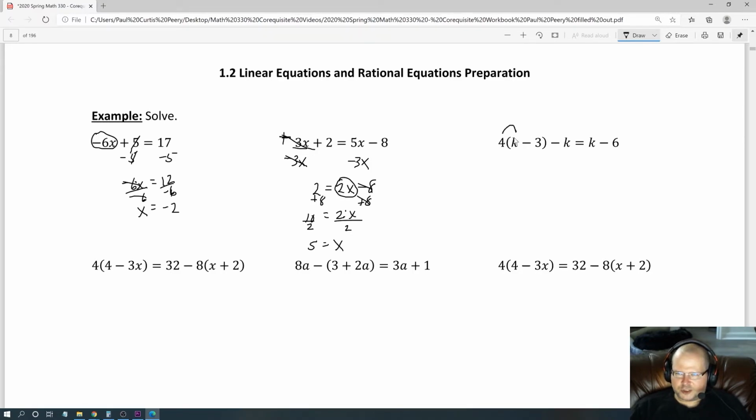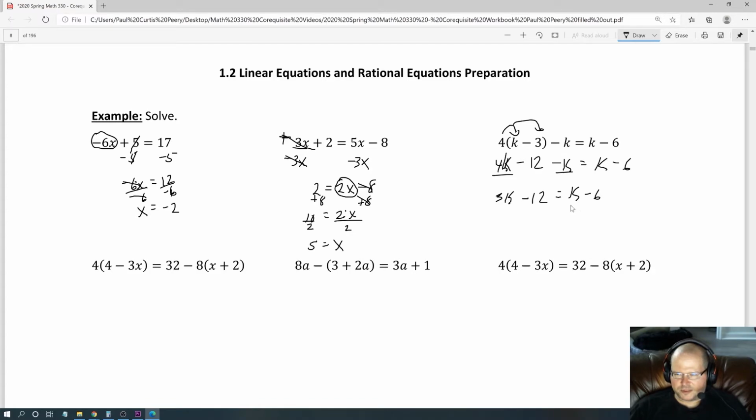Over here, we're going to distribute first. 4 times k is 4k. Okay. 4 times negative 3 is negative 12. Minus k. We keep the k. Minus 6. Combine like terms. 4k minus k is 3k. Minus 12 is equal to k minus 6.